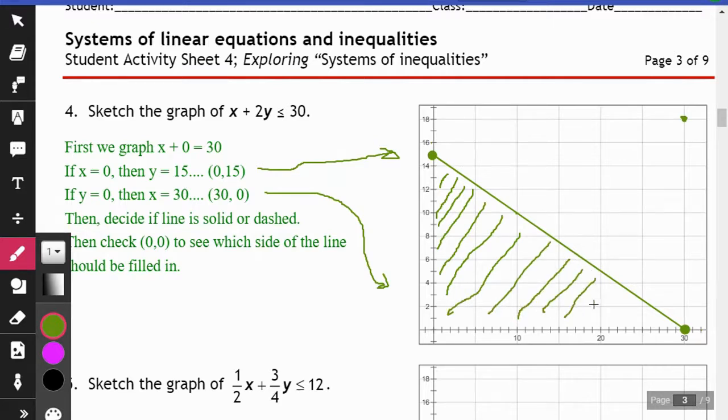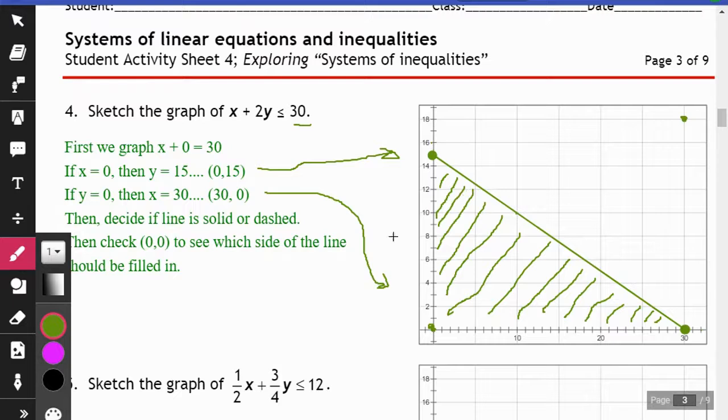But if you're ever stumped, what you can do is use the point 0, 0, okay? How does that work? Well, we want him to work under 30 hours, right? Well, I'm going to pick the point 0, 0. That's right here on the graph. What if x was 0 and y was 0? 0 plus 0, is that less than 30? Yes, indeed, it is less than 30. So I know that that point down here works.